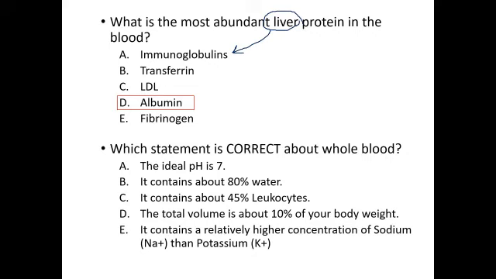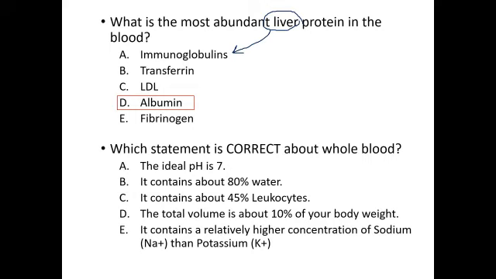Remember that whole blood, on average, contains about 55% plasma. Plasma is about 90% water. Okay, so our blood in total does not have 80% water. All right, next, C. It contains about 45% leukocytes. This is not the case. This would be very bad.